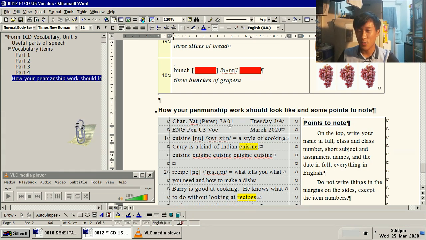And then, the name has to be in full. I have already told you, don't just write Peter. Everything, okay, name in full, class and class number. If you do not do this, I will make you practice, okay? And then, short subject and assignment names. Now, for the assignment, that means the homework name. It can be short, because if you use the school's paper, it does not have enough space. And if you write the short names, I can still know what homework item it is, okay?